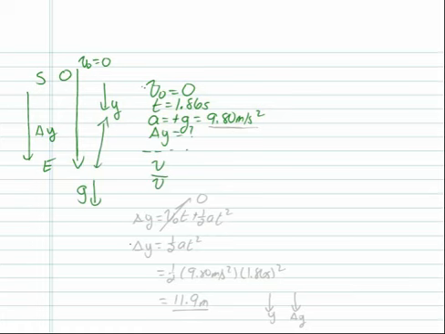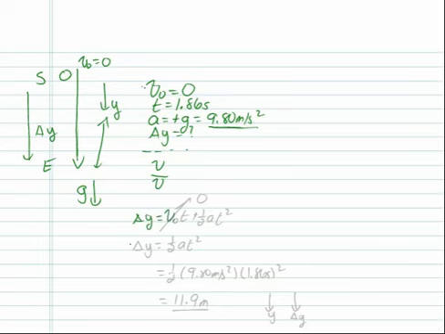Let's make sure we understand that the final velocity v is not zero. We can't analyze the stone when it reaches the water. We can only analyze it at the instant before it reaches the water. Because once it touches the water, A is no longer this. This is what you really have to be careful on when you're solving these free fall problems. So we do have enough information to get delta y.